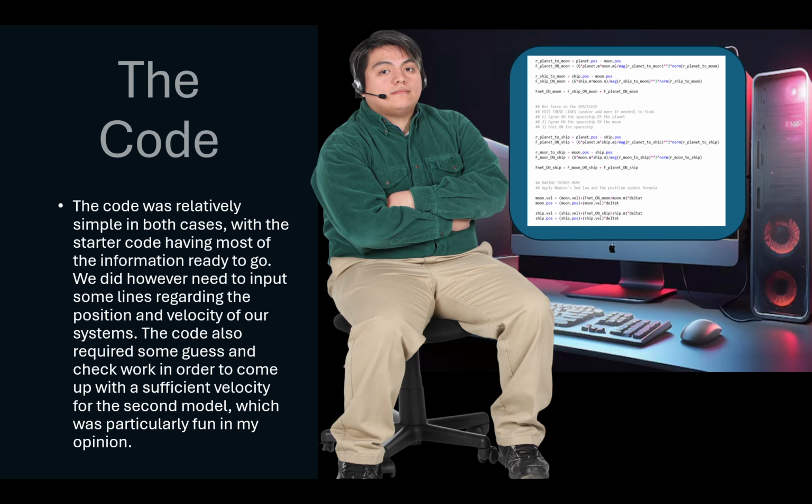Looking at the code again, it was relatively simple in both cases, with the starter code having most of the information ready to go. We did, however, need to input some lines regarding the position and velocity of our systems. The code also required some guess and check work in order to come up with a sufficient velocity for the second model, which was particularly fun in my opinion. Over here, I highlighted some of the code that had the most going on, and that's from the second model. So anything you see that's not commented out is something that we had to manipulate in order to get things working.